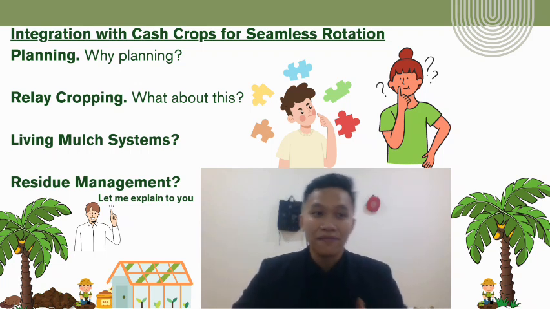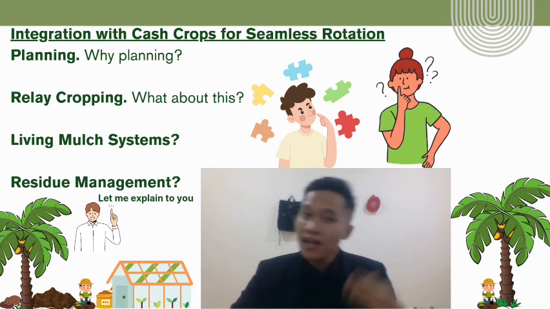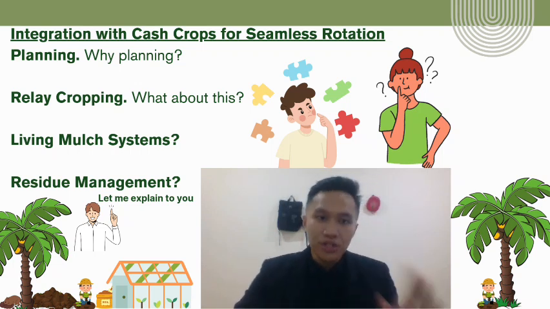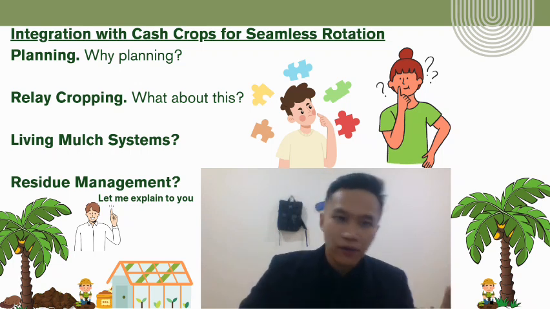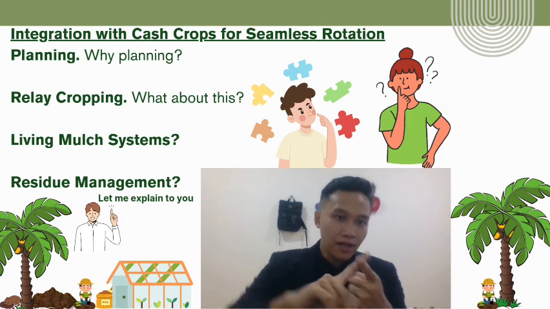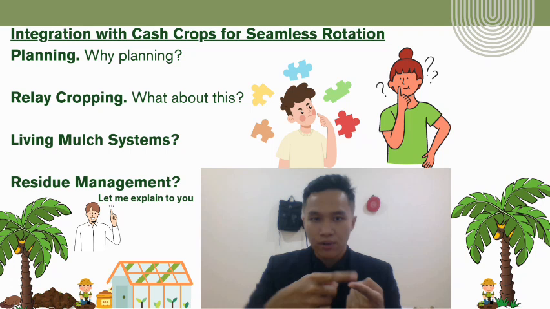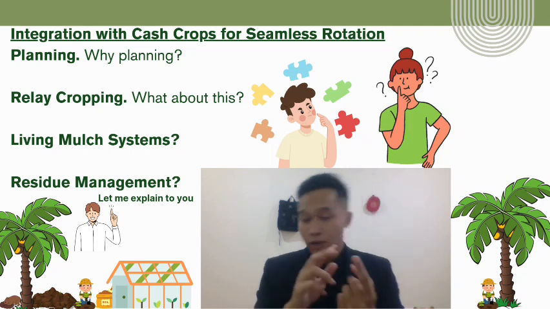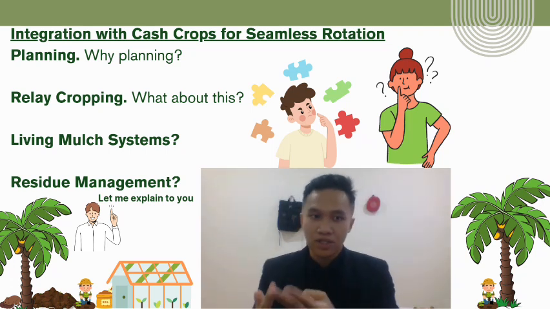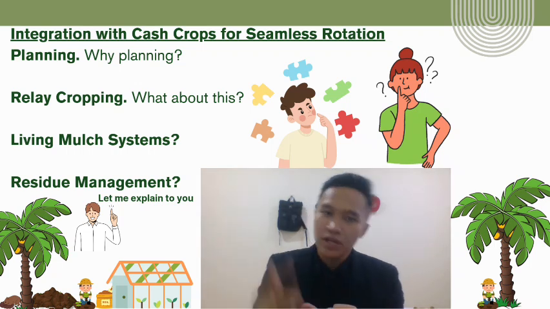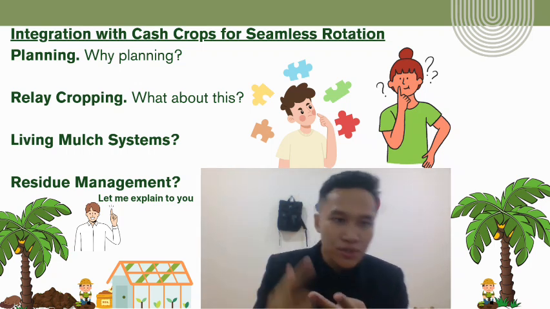Last but not least, we have residue management, which is leveraging the cover crop legacy. Cover crops act as a natural resource for the following cash crop. We have incorporation, which is tilling residue into the soil to add organic matter and nutrients. And next we have surface mulching. Leaving residue on the surface reduces evaporation, controls weeds, and moderates soil temperature.